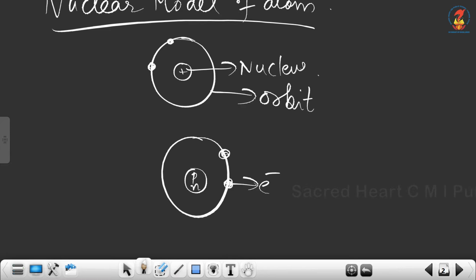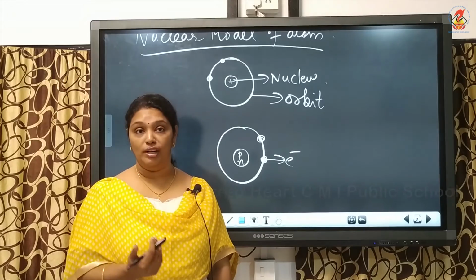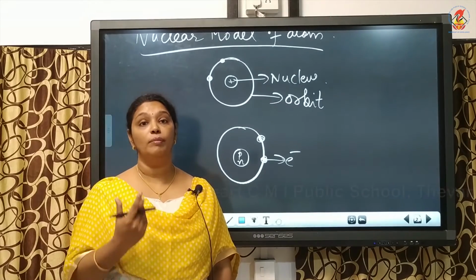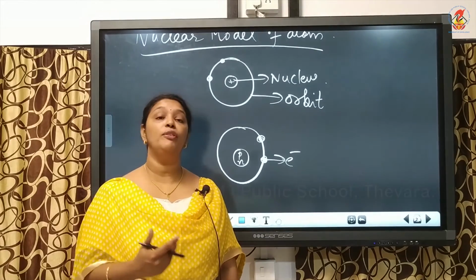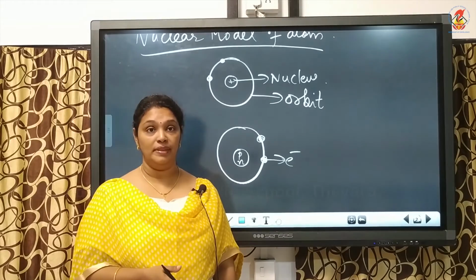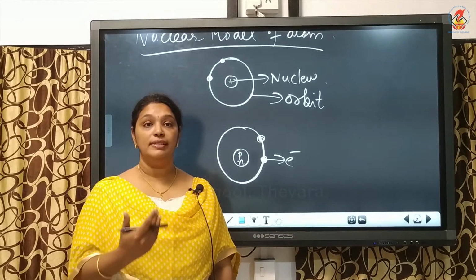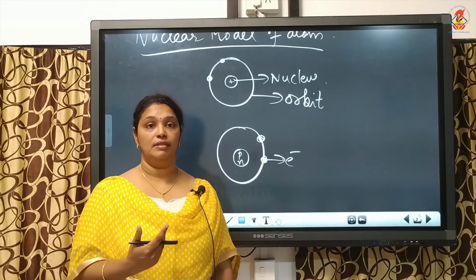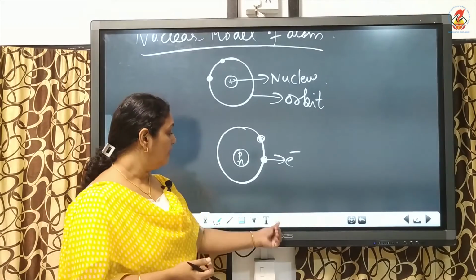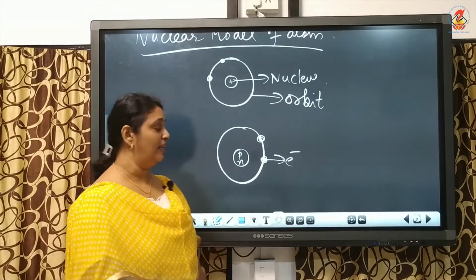Okay. Now, next we have the last model of atom, that is Bohr model of atom. Now, before we come to Bohr model of atom, we have to see some terms. Let's see those terms. The first term is atomic number.